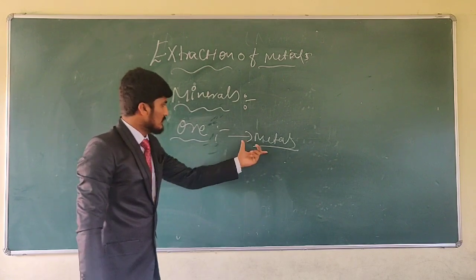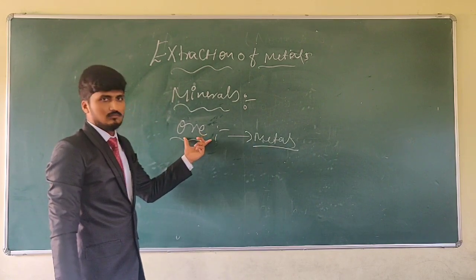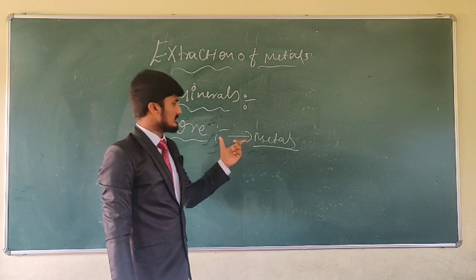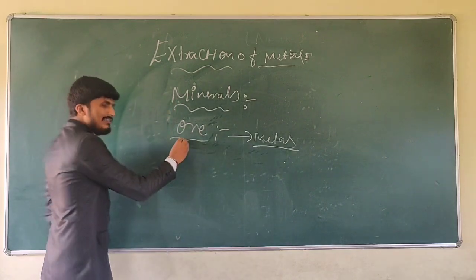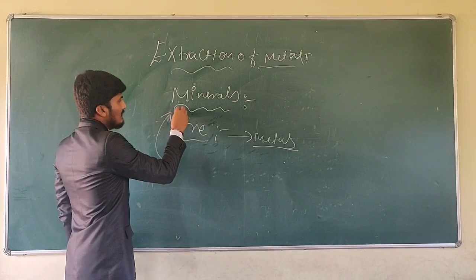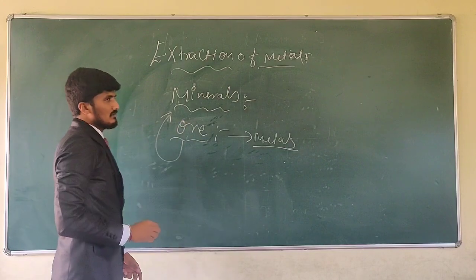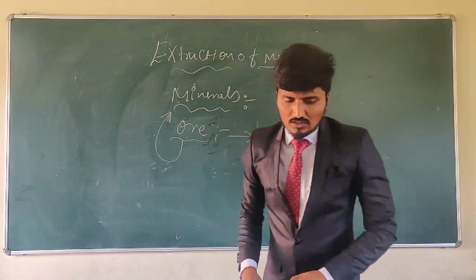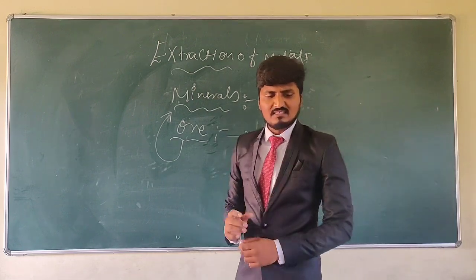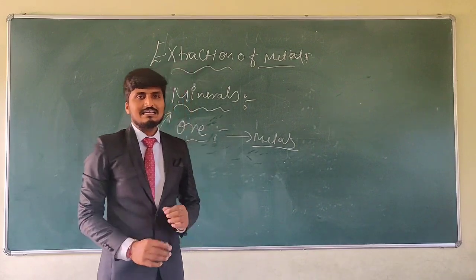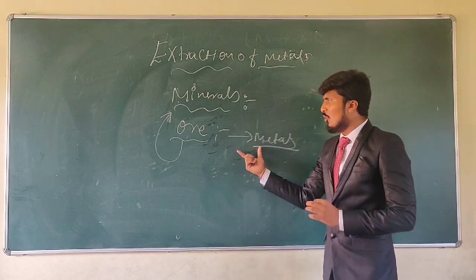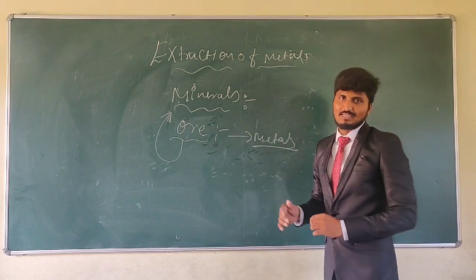What we have to do? We are going to extract the metal from the ore conveniently, profitably or economically. That is called an ore. That's why we can say all the ores are minerals, but not all minerals are ores. So next, gangue. What is gangue? Gangue is the impurity present along with the ore during the extraction of a metal.